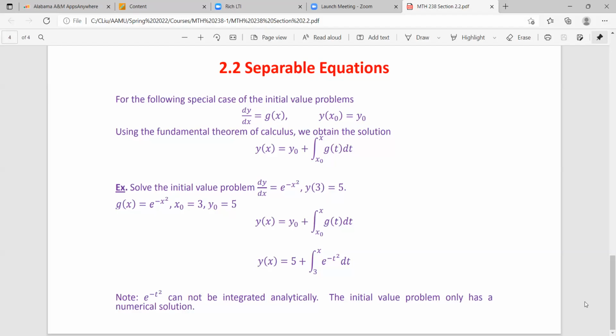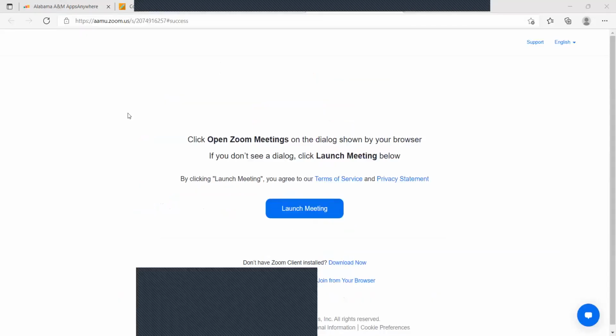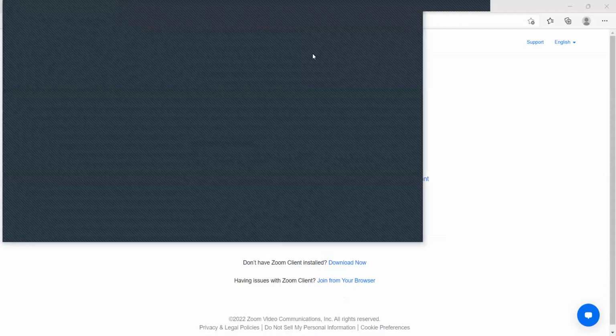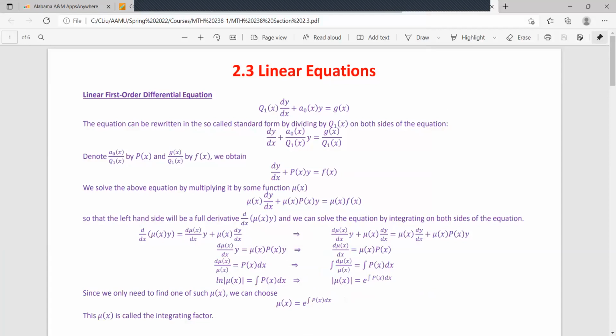Okay, so if there's no question from 2.2, then we just start the new section, 2.3. All right. So let me just open it, and then I think do I need to? Yes. Are you going to start 2.3 right now? Yeah.